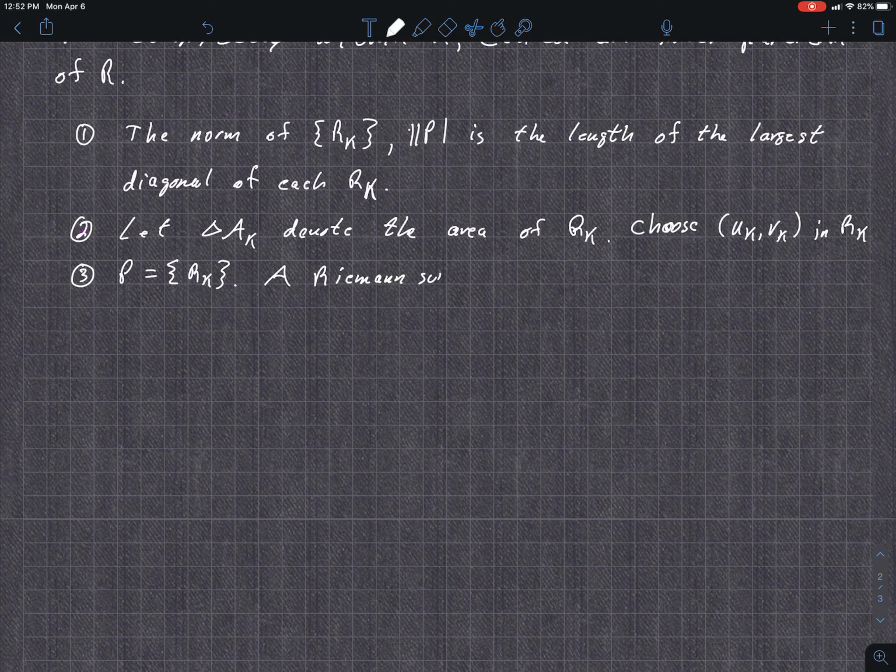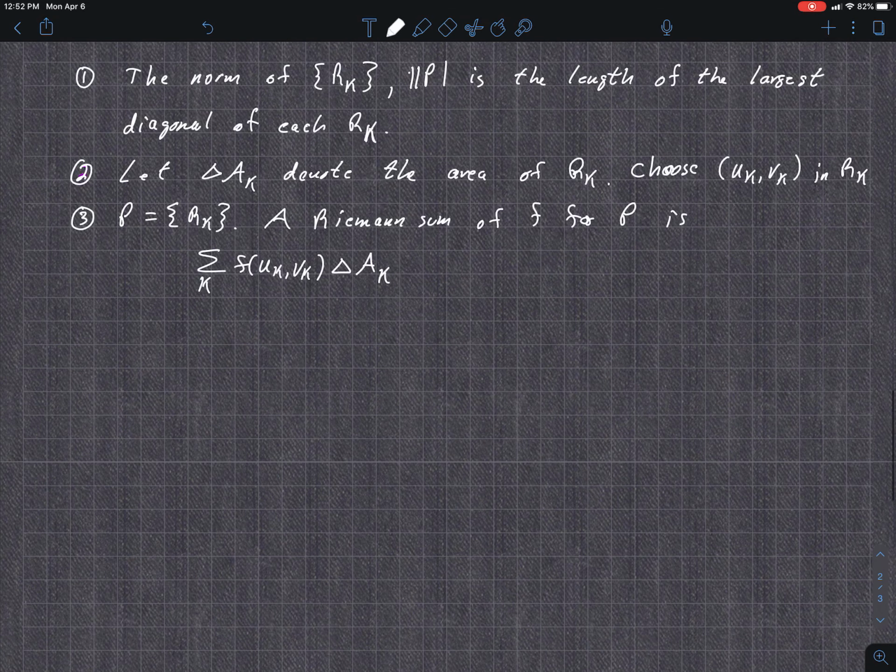And then we define the Riemann sum. So a Riemann sum of F for P is the sum over all the k's of F of U sub k, V sub k, delta A sub k. And then we let the norm of the partition approach 0, and you get the limit and how it's defined.